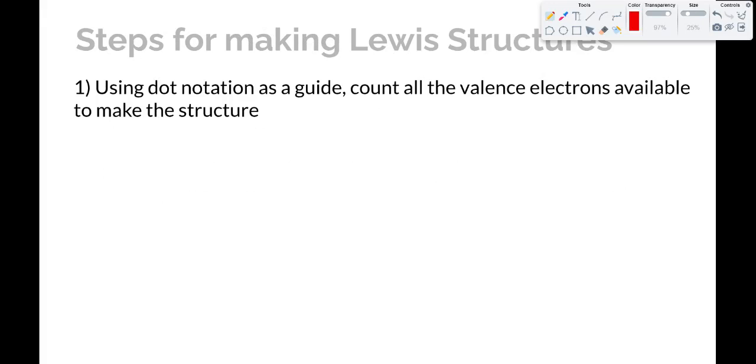So how do we make a Lewis structure? Here are the steps. The first thing to do is, using the dot notation as a guide, count all the valence electrons that are going to be available to make the structure. Bonding only occurs with valence electrons, so we're only concerning ourselves with valence electrons. So the dot notation is a good place to start.